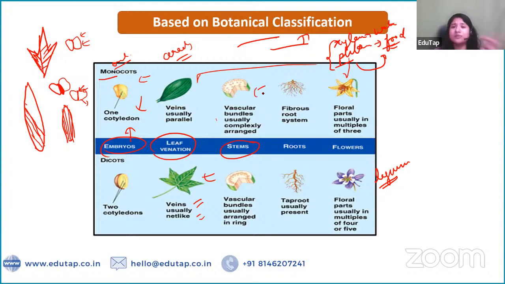Now this you can only observe via microscope. Okay, in the case of monocots, the distribution of these bundles are random.